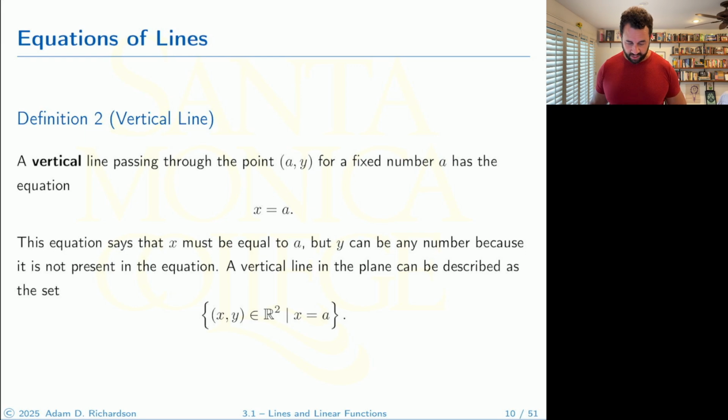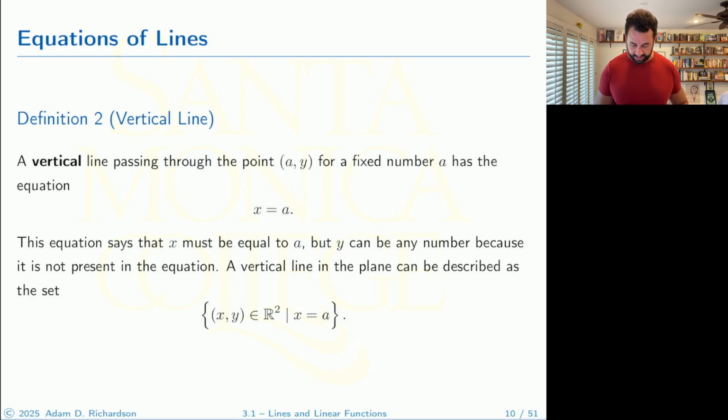Okay, so a vertical line passing through the point a comma y, for a fixed number a, has the equation x equals a. So what this says is that the x value must be equal to a, but y can be any number. Y is not included in this equation, so y can be whatever you want it to be. It's not present in the equation.